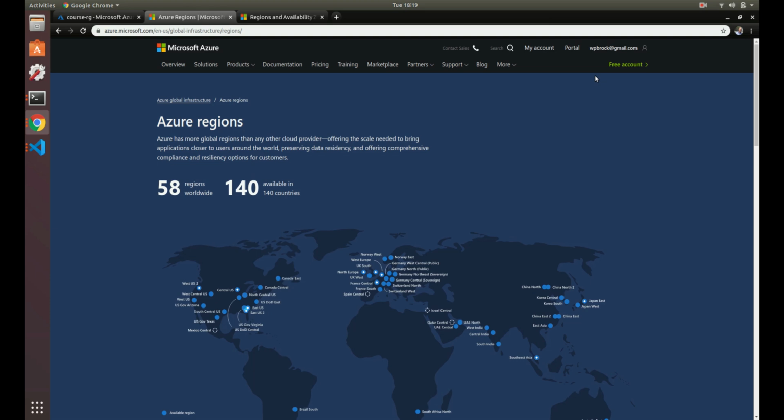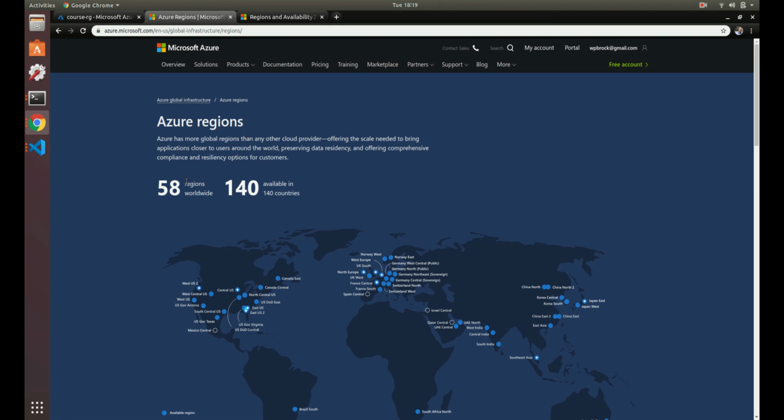Let's go over Azure Regions and Availability Zones. So what is an Azure Region? An Azure Region is just a set of data centers in specific spots around the world. Azure has 58 regions worldwide, and each region is made up of multiple availability zones. For the most part, there are three availability zones in every region.